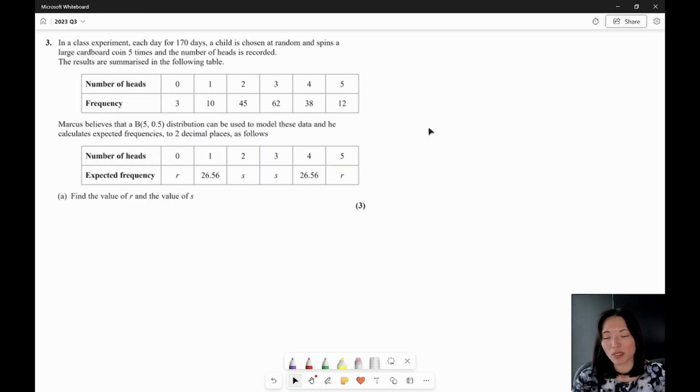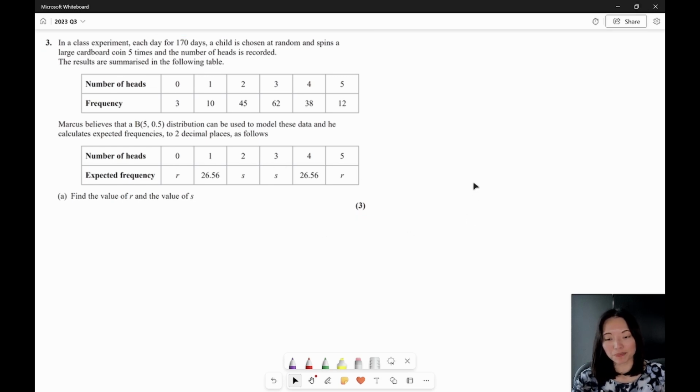In part A, it says, in a class experiment each day for 170 days, a child is chosen at random and spins a large cardboard coin 5 times, and the number of heads is recorded. So basically, it's a made-up coin being spun 5 times each day for 170 days. Results are summarized in the first table. And Marcus believes that a binomial distribution with a 0.5 probability of success can be used to model these data, and he calculates the expected frequencies to be in the second table, and we're asked to find the values of R and S.